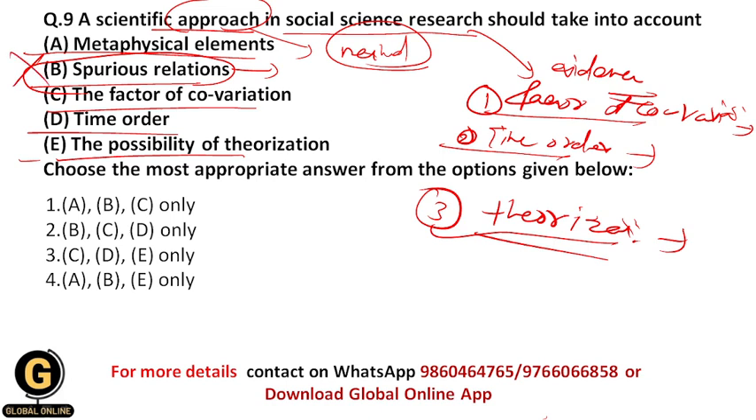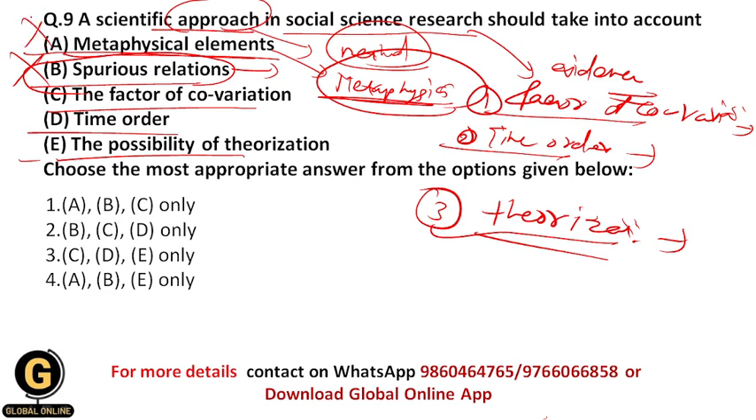And as well, metaphysical elements means that these are oriented to metaphysics. Basically the metaphysics branch is oriented towards the imaginative power, or you can say thinking power. Metaphysics does not rely on evidence, or on the proper empirical methods that social science research relies on. That's why we should not take into account metaphysical elements as well.